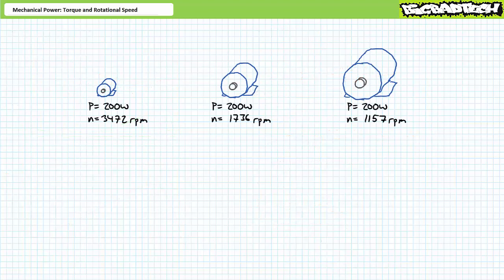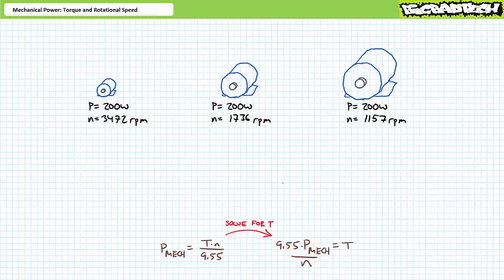Moving on, let's compare and contrast three different styles of 200 watt motors. One having a rated speed of 3472 RPM, one having a rated speed of 1736 RPM, and another having a rated speed of 1157 RPM. How can all of these be 200 watt motors with such radically different specifications? The answer is torque. Mechanical power is a product of torque and rotational speed, and given the observed differentials in rated speed, one might expect different rated torques given identical power ratings.